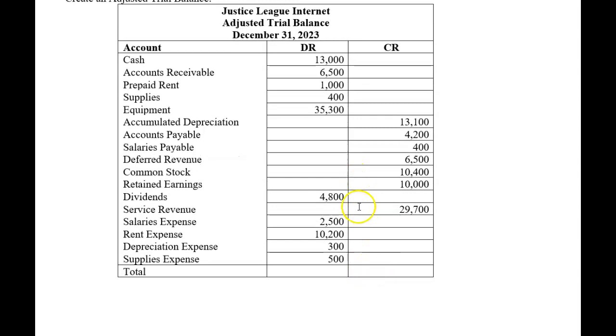Now, what I want you to do is pause the video, go through, add up, make sure our debits equal our credits. Hopefully you paused that video and came up with your balances, and you should see hopefully that we have $74,300 as our final balance there for both the debit and the credit side.